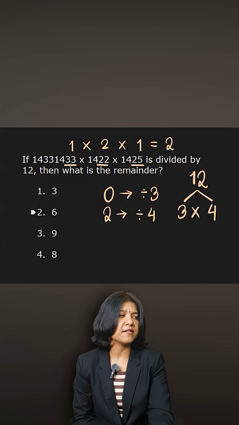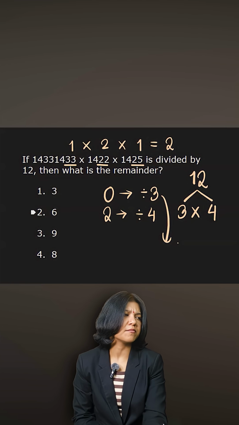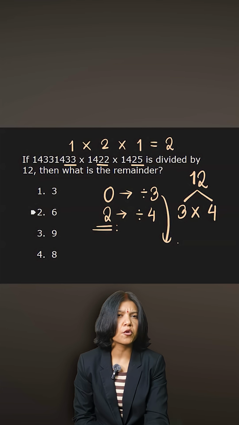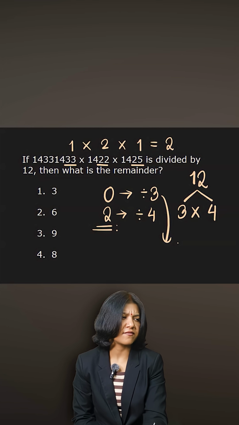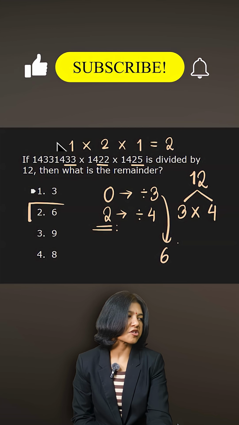You want to find one number that gives you a remainder of 0 when divided by 3. So it has to be a multiple of 3, correct? The number has to be a multiple of 3, but it has to leave a remainder of 2 when divided by 4. So definitely the closest such number is 6, right? Because if I divide 6 by 3, no remainder. If I divide by 4, I get the remainder 2. Thereby, the answer has to be 6.